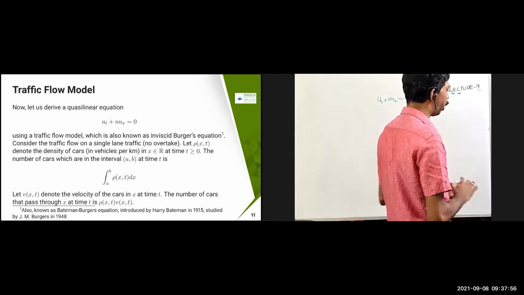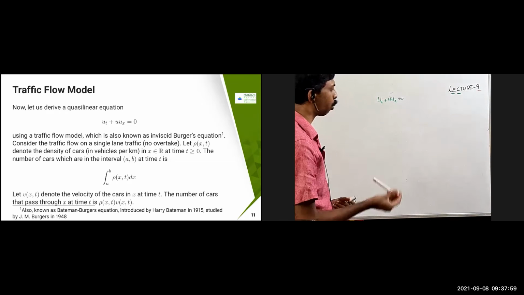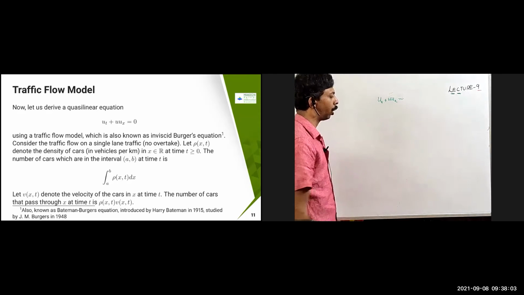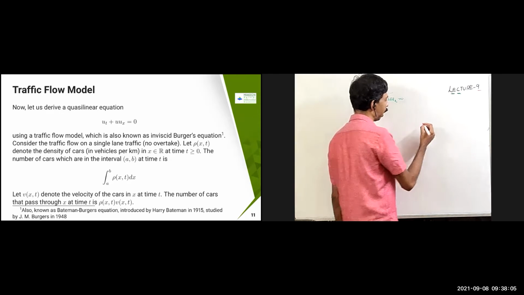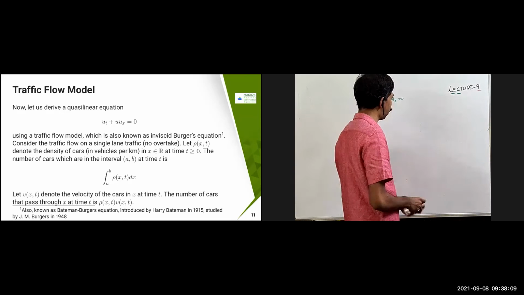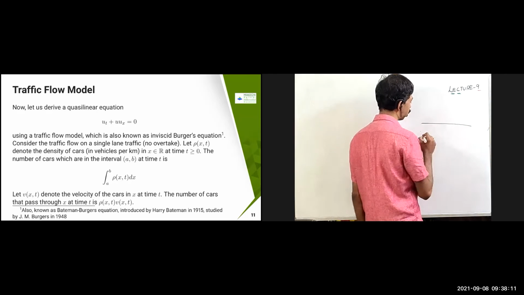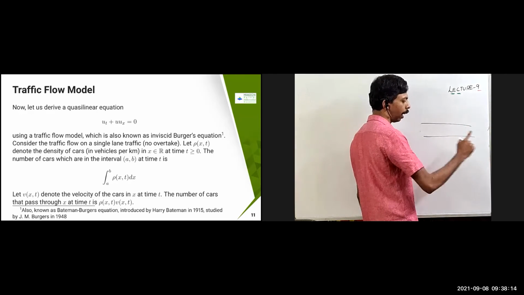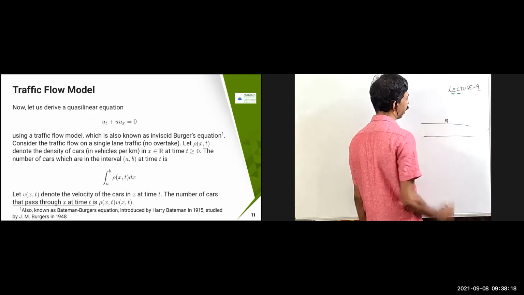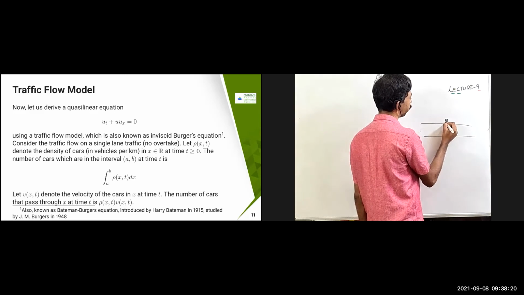Okay, so we are going to derive it using a traffic flow model, which is also known as inviscid Burgers' equation. So how are we going to do that? Let us take a traffic signal somewhere. There is a road, a single lane traffic road, where I'm keeping some traffic lights.